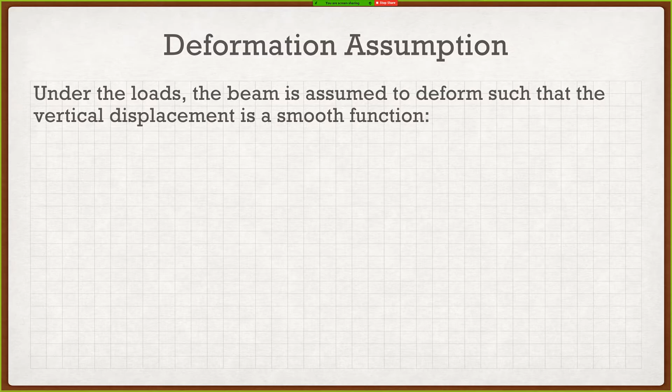So under loads, the beam is assumed to deform such that the vertical displacement is a smooth function. Now, if it's a smooth function, that's great for us because we can find our position vector as follows, where it's going to be x1, x2 plus u2, and that makes sense because that means that there is going to be some displacement in the u2 direction, and then simply x3. So in part A of your guys' question where it asks for the position vector, there you guys go. Again, it's nice and easy.